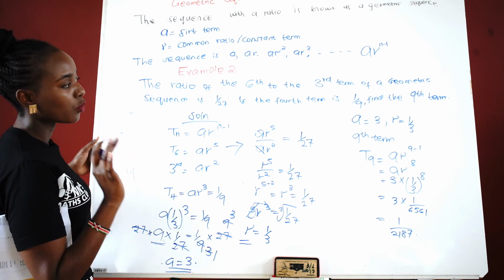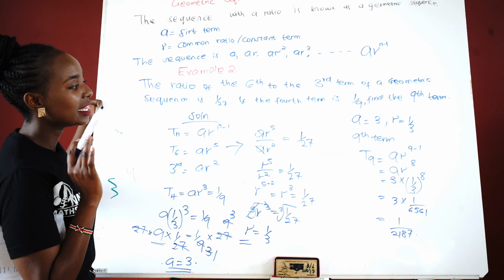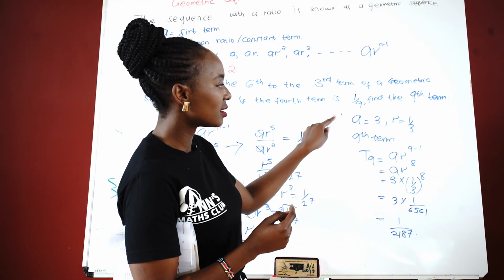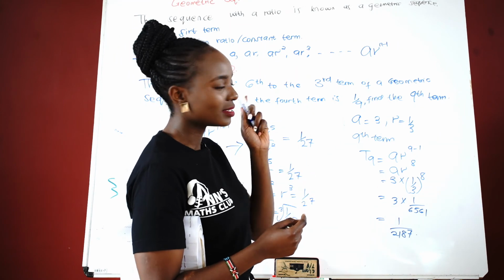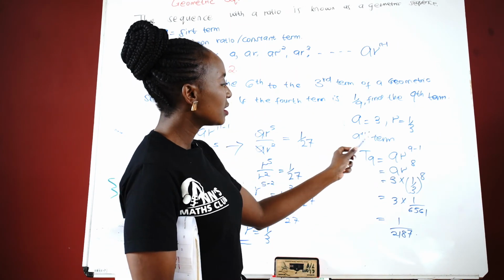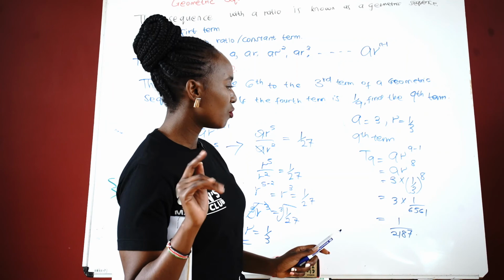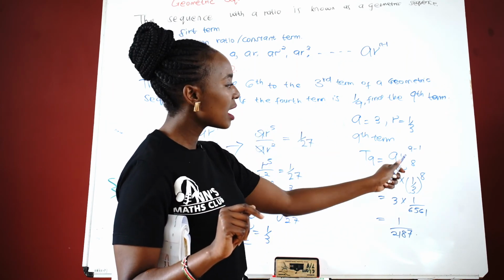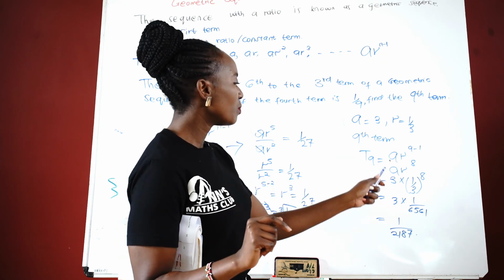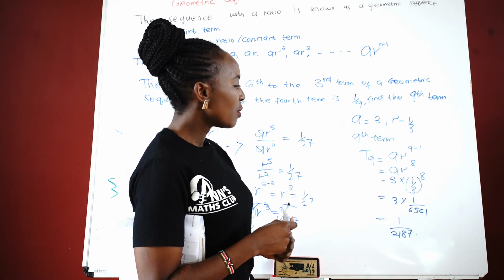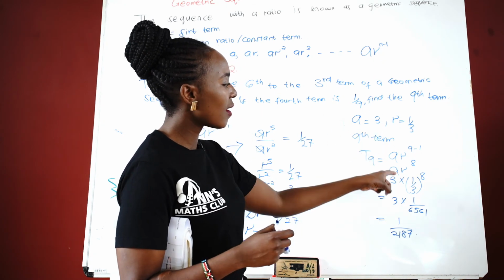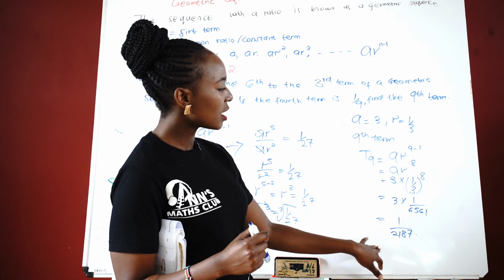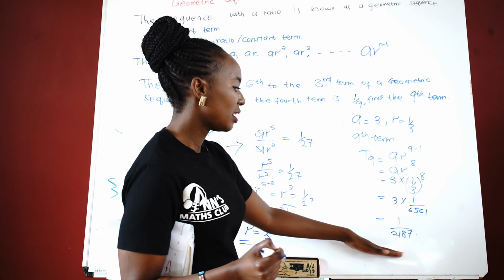So let us move to the question. We've been asked to find the 9th term. Already we have our A is 3 and we have our R is a third. So for the 9th term, again, always apply the formula AR^(n minus 1). Our n is 9. 9 minus 1 is 8. So it becomes AR to power 8. What is our A? 3. What is our R? A third raised to power 8. And therefore use your calculator and you will be able to find the answer.